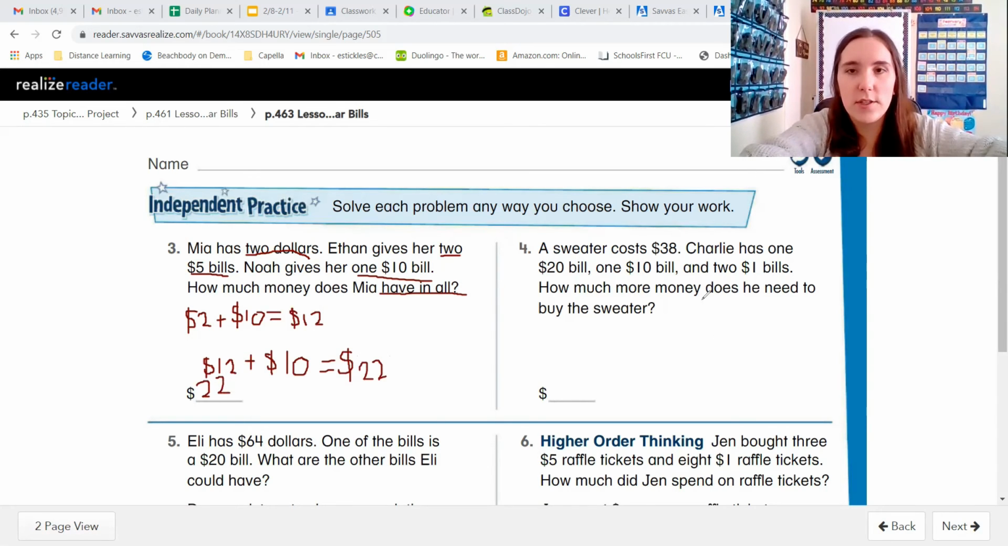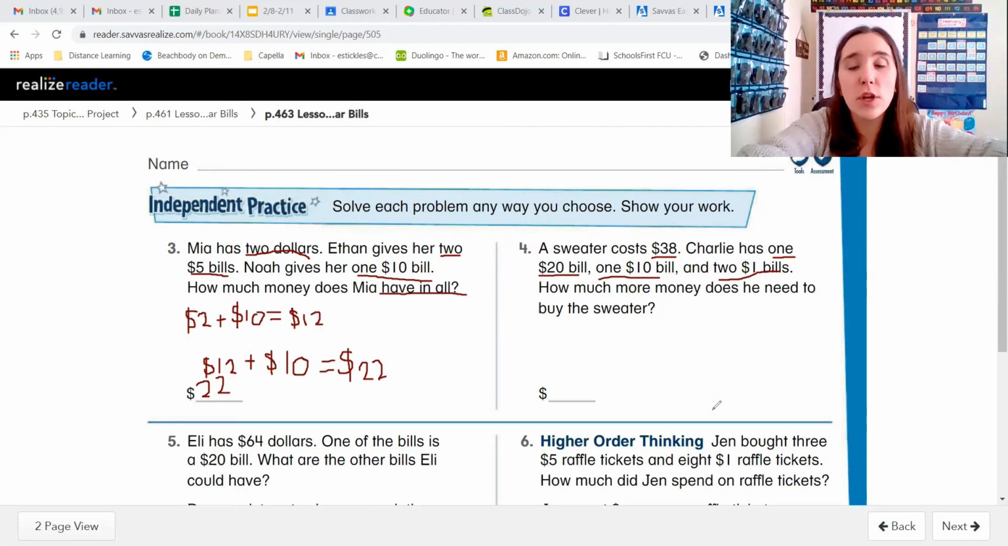Let me read it to you first. A sweater costs $38. Charlie has 1 $20 bill, one $10 bill, and two $1 bills. How much more money does he need to buy the sweater? So find your total for the amount that Charlie has first, see if he has enough, and if he doesn't, tell me how many more dollars does he need to buy that sweater. Take your time, come back to me when you're all done.